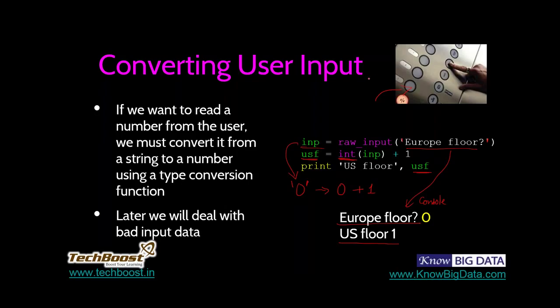So I hope this is clear, how we take input from the user using raw input. But the point to note here is that raw input always returns a string, all right, and it is our responsibility to take care of converting it to the appropriate data type using our type conversion functions like int or float and so on. All right.